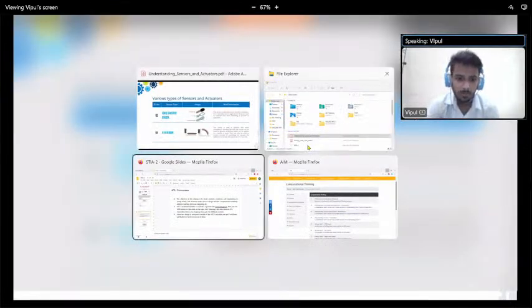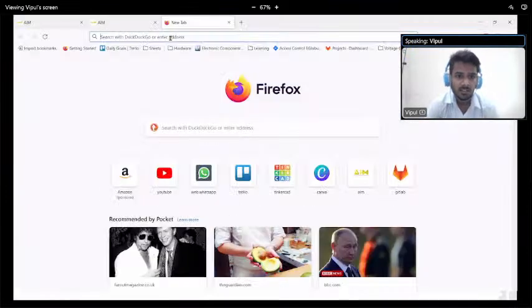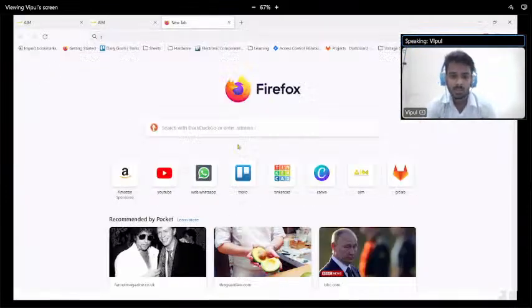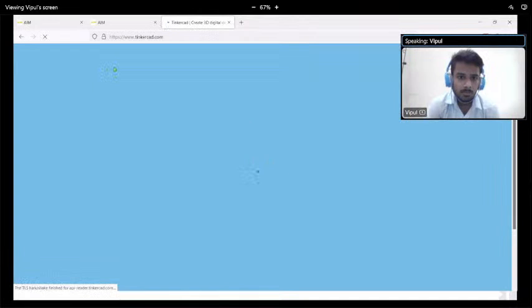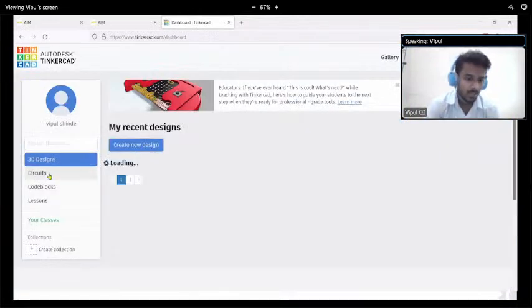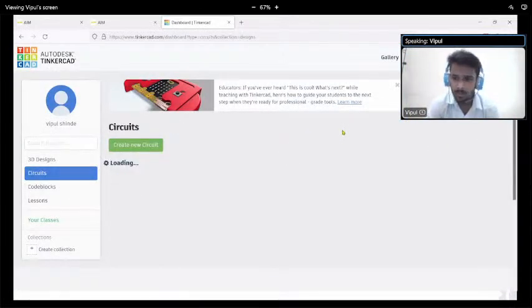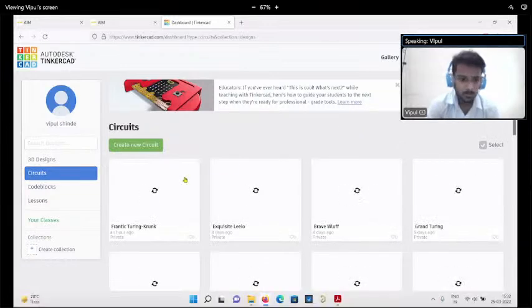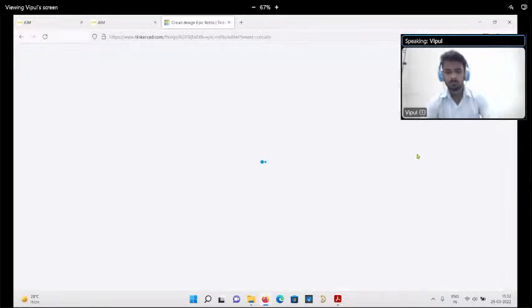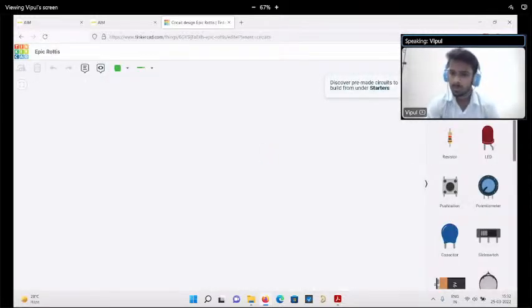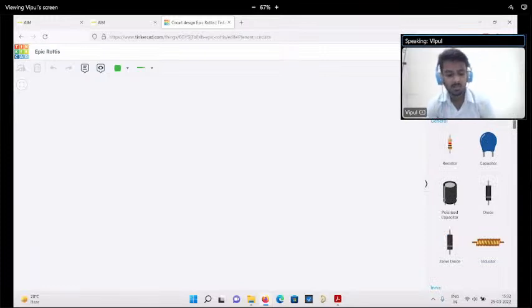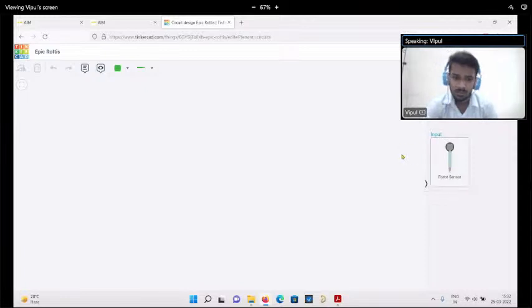We'll just open up Tinkercad. Just go on Tinkercad. So here is my tab, open. I'm going on the Tinkercad circuits. I'm creating one design. So just go, select all, and what is that sensor? It's called a force sensor. Just simply type force and this sensor will be displayed.